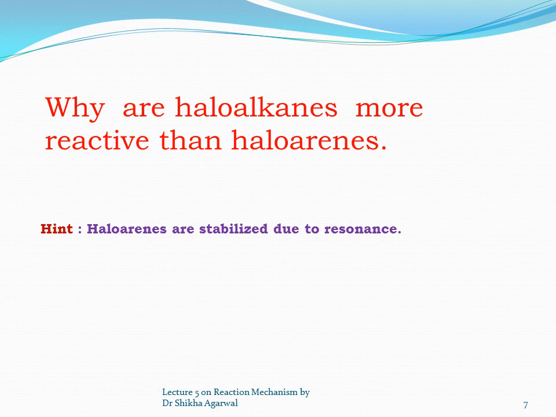Now, why are haloalkanes more reactive than haloarenes? That is because in case of haloarenes, the lone pair of electrons conjugates with the benzene ring and there is resonance. As a result, they are stabilized and hence they are less reactive.